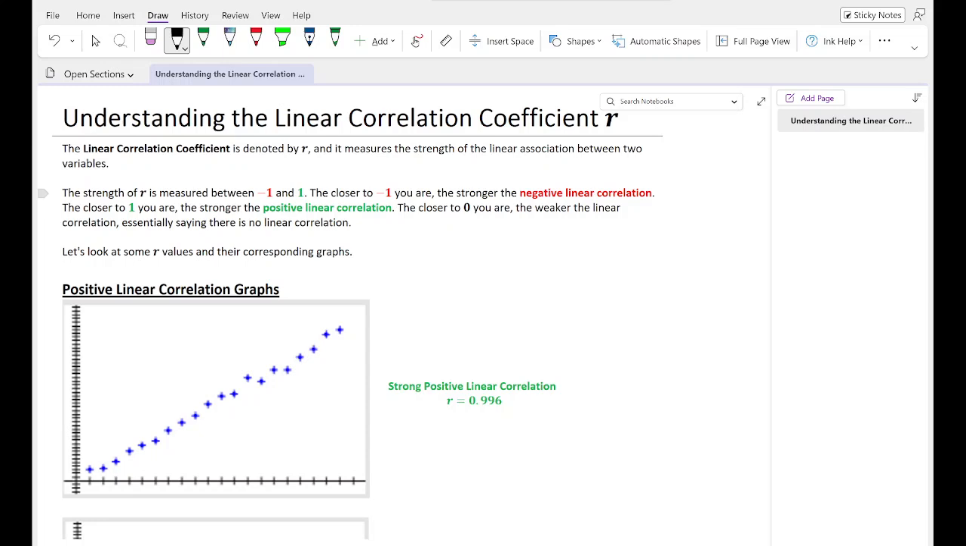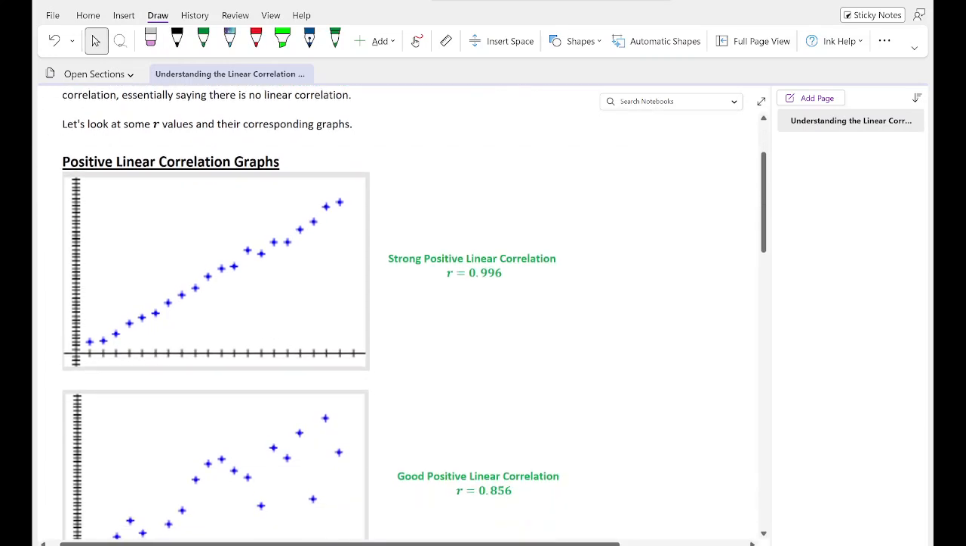So what I'm going to do here is look at some graphs and their R values and show some different aspects of linear correlation, just so you can see what they look like graphically. We're going to start off with positive linear correlations.